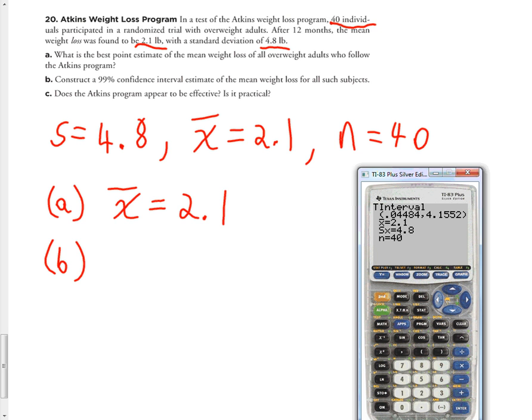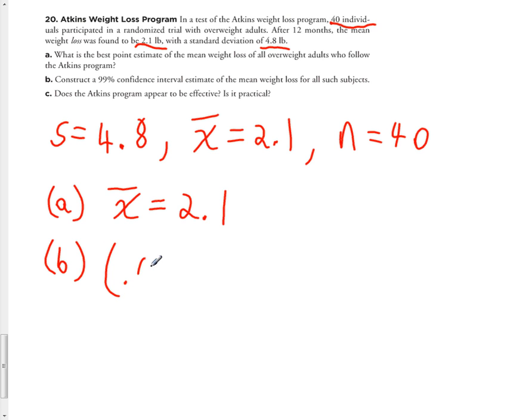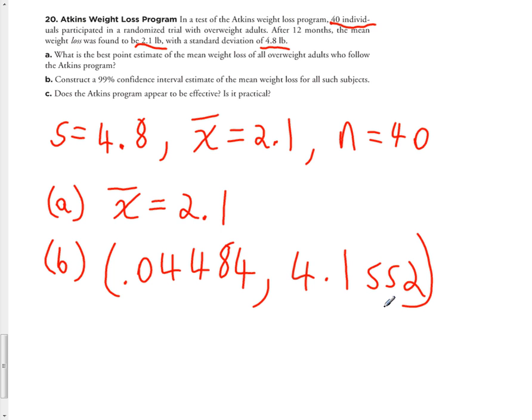So the confidence interval we've created starts at 0.04484 and ends at 4.1552. So that's part B: construct a 99% confidence interval estimate. This is the confidence interval. The lower limit is this, the upper limit is this.